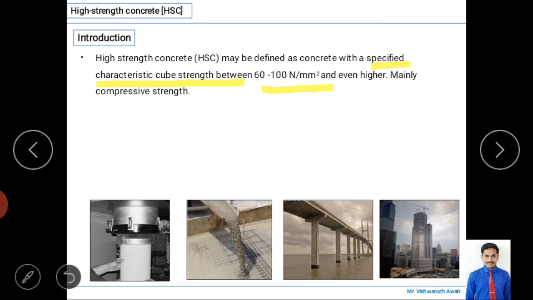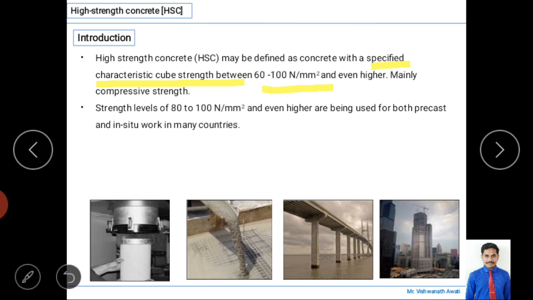If you take normal concrete, its strength will be lower than this, and if you want to get a higher strength, it is also possible, but those kinds of concretes are called high strength concrete. Why? Because their specified characteristic strength is between 60 to 100 newton per mm square, as well as more than that. Even more than 100, they are going to ultra high strength concrete. The high strength concrete again has some different types: one is high strength concrete and the other is ultra high strength concrete, right? So I think you understood, it is mainly related to the compressive strength of the concrete.